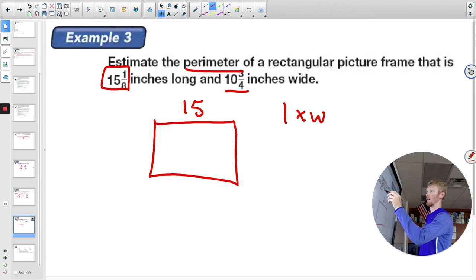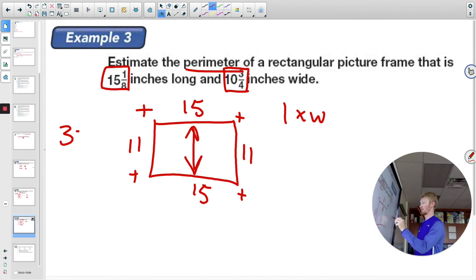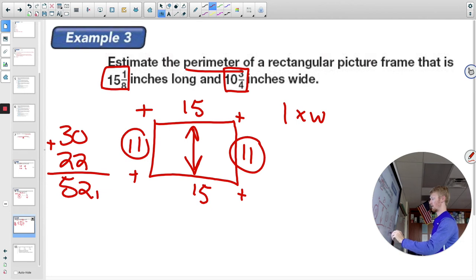And now I just add these up. So 15 plus 11 plus another 15 plus another 11. And then I would get, let's see, 15 plus 15 gives me 30. 11 plus 11 gives me 22. Add those up, that gives me 52 inches would be a good estimate for the picture frame's perimeter.